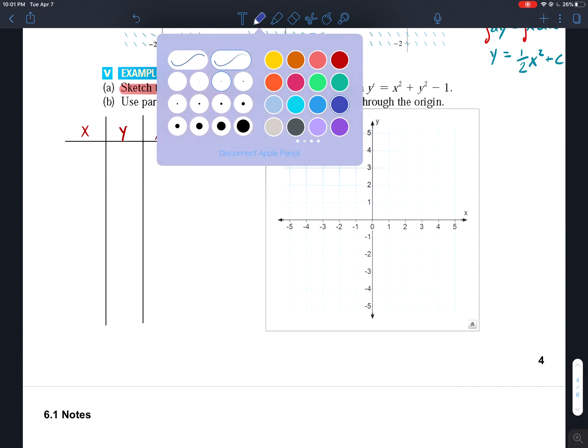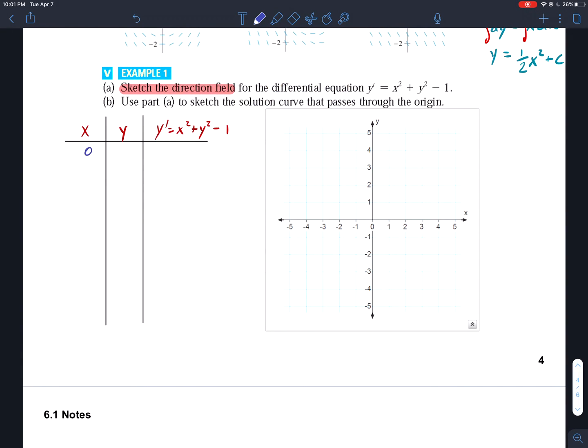So let's see. If I said, let's go with points (0, 0), (1, 0), (0, 1), (1, 1). I'm just choosing points. (2, 1), and I could keep going on and on.